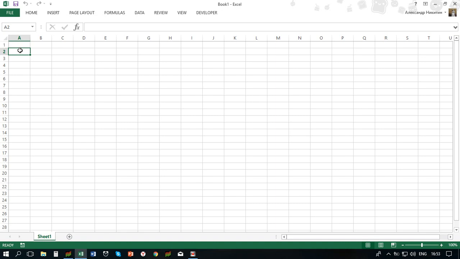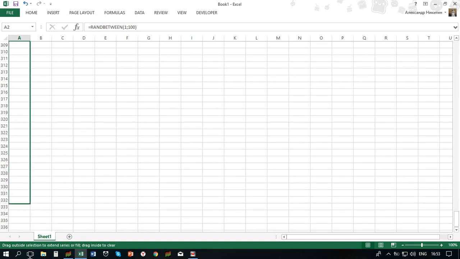Let me do the simulation. So first I will need to randomly fill in these cells. They will represent winners and losers. This cell equals random, and I need random between 1 and 100. How many trades do we need? Let's say 10,000 trades.